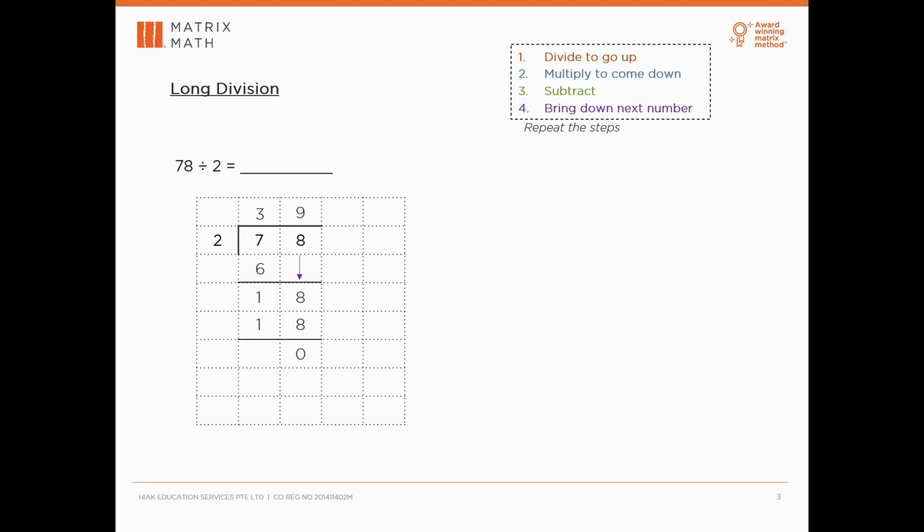At this point, because students are new to long division, we always ask them to check and continue the step, bring down the next number. When they realize that there are no more numbers to bring down, then the long division is complete. So the answer is 39.